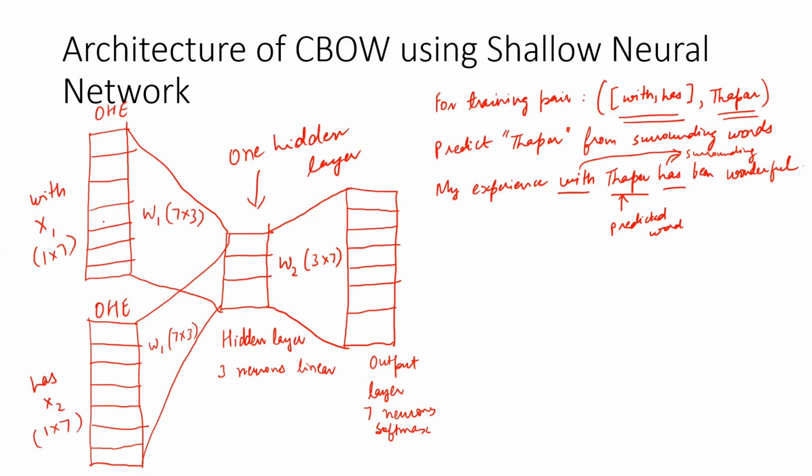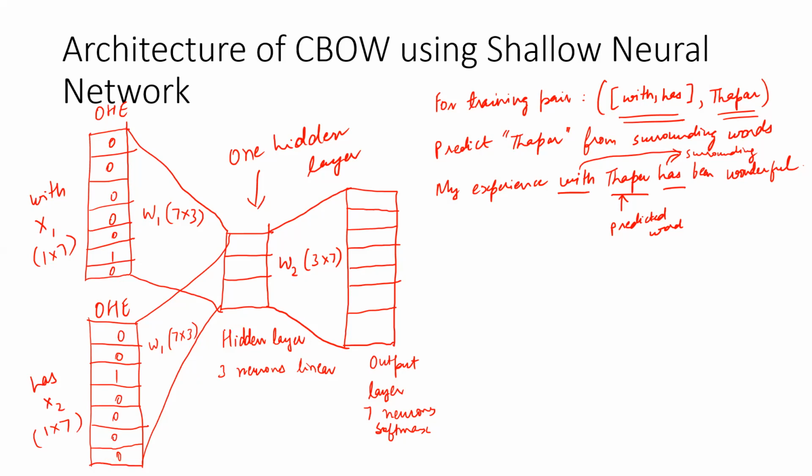And let's say we take the values from that one hot encoding matrix. So this with will be like this. For example, it was like this. And then similarly, has will be something like this. You can match it with the previous slide later on. So this is the input, right?